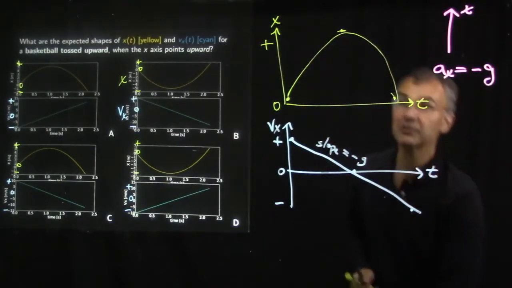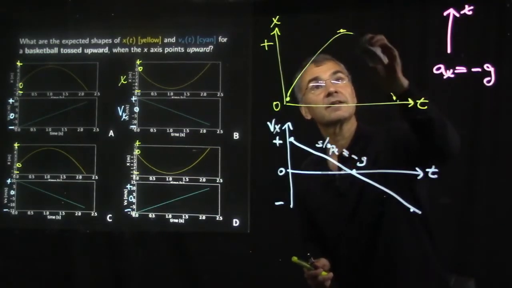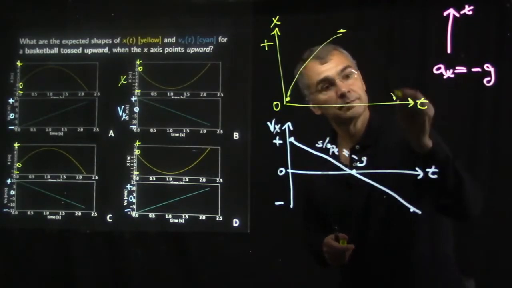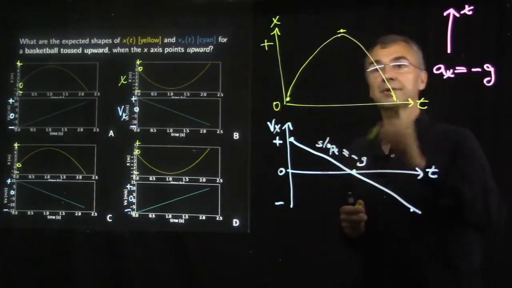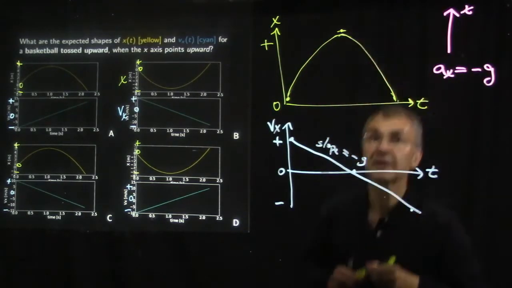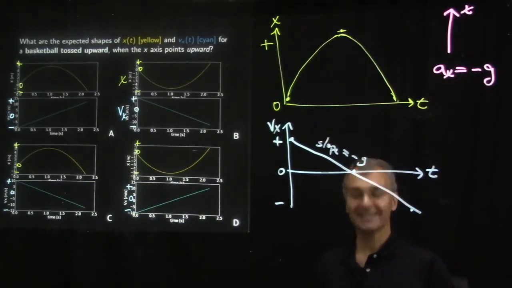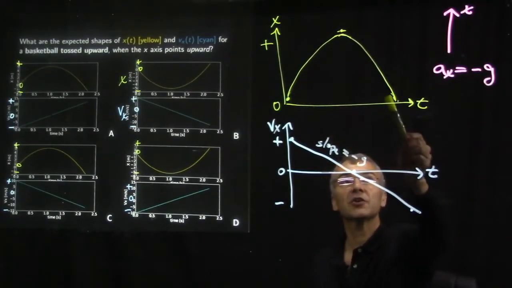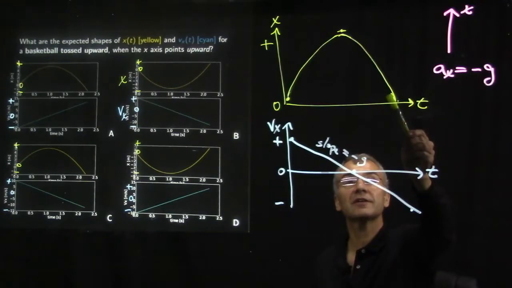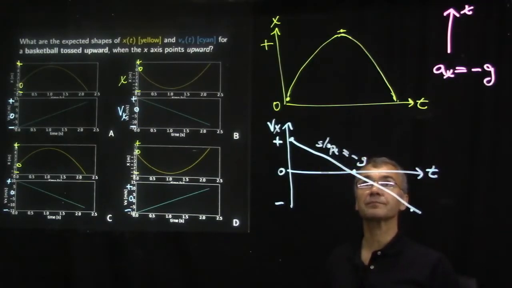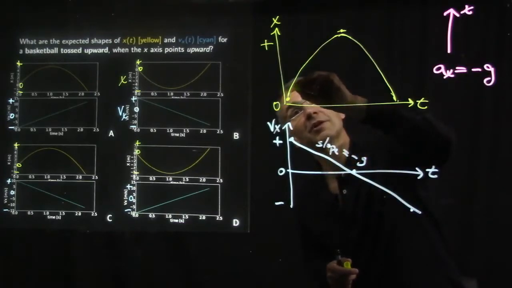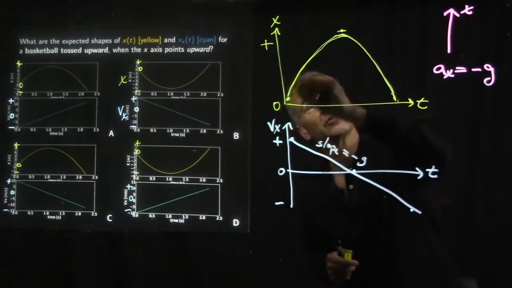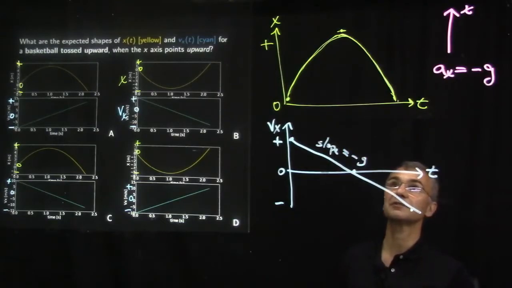Well, let me see if I can do a slightly better job of that. That's a little better. So the key is that the slope is 0 up here, the slope is positive and big down here, and the slope is negative and large magnitude down here. And the slope gets smaller and smaller. So the slope gets less and less positive, and then the slope gets more and more negative.